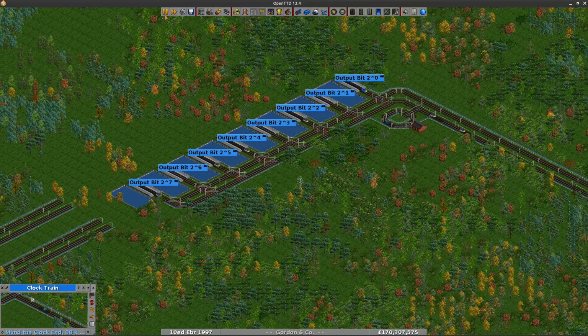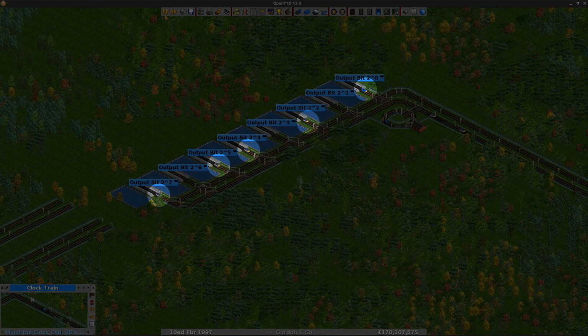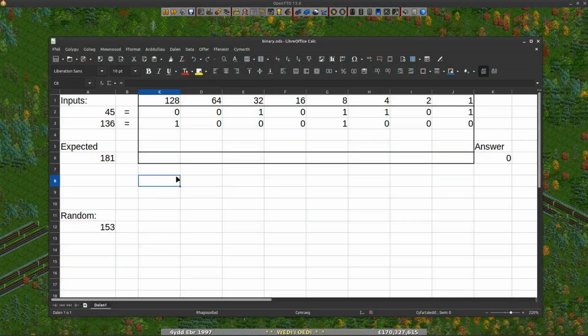And this is our final answer. If we read which trains are in the stations, we can see that the answer is 10110101. Typing that back into the spreadsheet, we can see that the answer does in fact correspond to 181, which is what we expected.